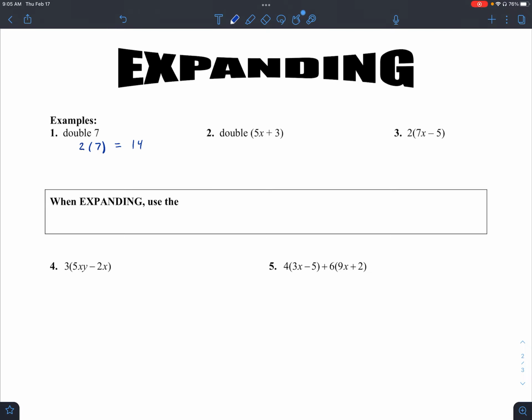Double of 5x plus 3. So what does that actually mean? Okay, so the way you can write that is you could write 2 times (5x plus 3).